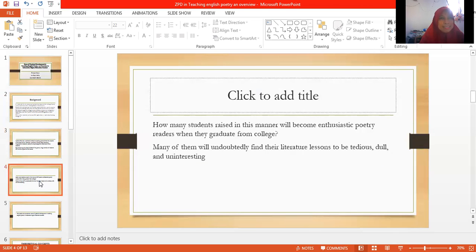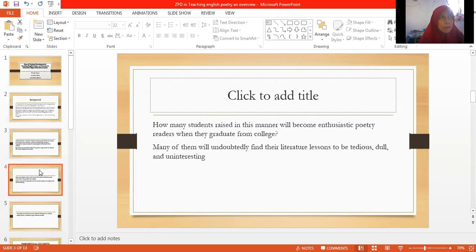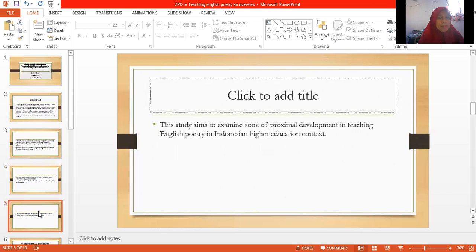How many students can get this kind of enthusiasm for poetry after being taught by the conventional method? The fact is, many of them will undoubtedly find their literary lessons to be tedious, dull, or uninteresting. Why do we say that? Because we teach them conventional methods, we teach them how to memorize many points, to get much information and memorize the critical view of the poem. That makes them pass the final exam, only to pass the final exam. That's why they feel uninterested to learn poetry.